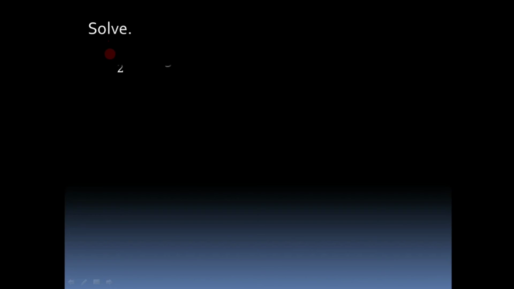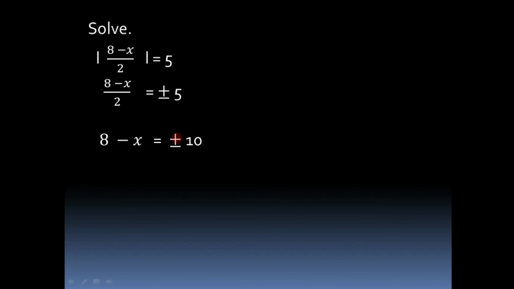Let us solve another problem: modulus of 8 minus x divided by 2 is equal to 5. So here also, if we remove the modulus sign, we get 8 minus x divided by 2 is equal to, we have to consider both the values, positive and negative, so plus or minus 5. Now if we take 2 to the right hand side, it will be in the numerator, that is 5 into 2. 8 minus x is equal to plus or minus 5 into 2, that's 10. So now we have to consider both the values, plus 10 and minus 10.